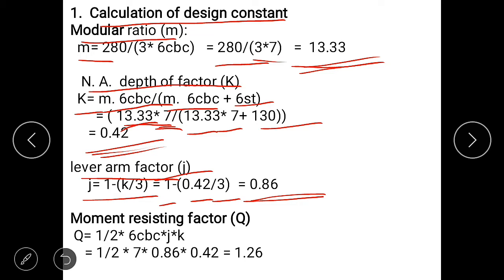Now fourth constant is moment resisting factor Q. Here we have to find moment resisting factor Q. The formula to calculate moment resisting factor is 1 by 2 into sigma CBC into J into K. So 1 by 2 into permissible stress in concrete, which is 7. J, the lever arm factor, is 0.86, and K, the neutral axis depth factor, is 0.42. So the answer of moment resisting factor is 1.26.